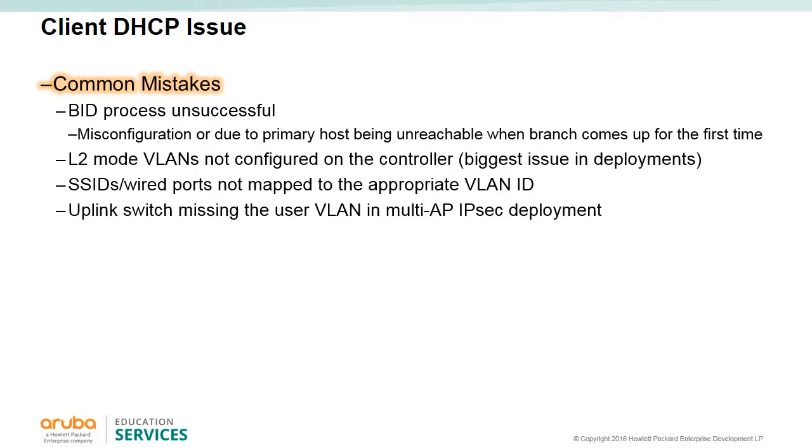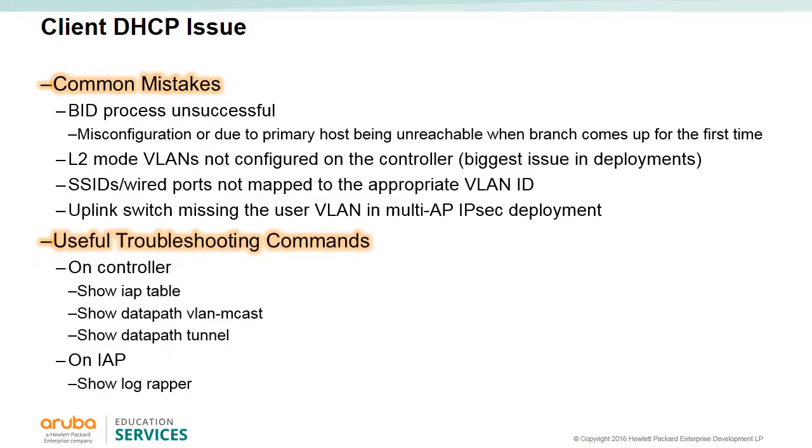Common client L2 issues are when the VLAN IDs are not mapped in the controller. This is the biggest issue in most deployments. Make sure the SSIDs are mapped to the correct VLANs. Also, in a multi-AP Instant VPN deployment, the uplink switch connecting the IAPs should support all of the user VLANs. Therefore, if you're using Distributed L3 mode and if your VLAN is 80, then the uplink switch must support that VLAN 80.